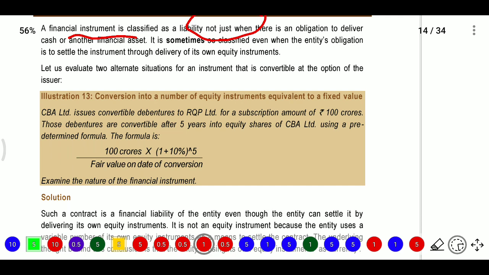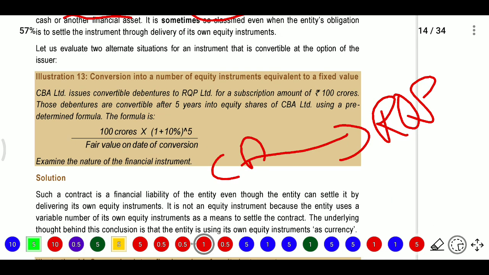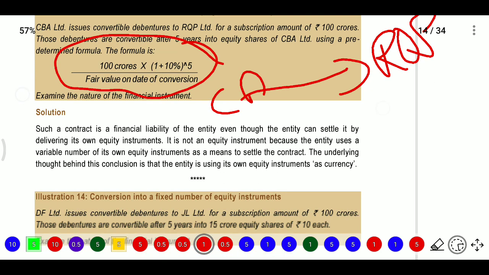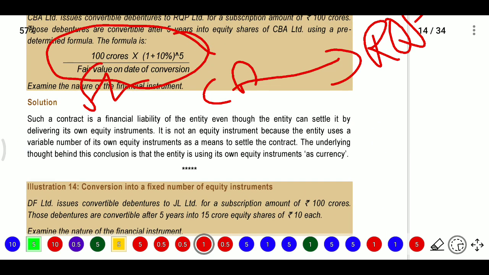Here one company, C Cap Limited, has issued convertible debentures to RXKP for a subscription amount of 200 crores. These debentures are convertible after 5 years into equity shares of CBA Limited using a predetermined formula. So what is the formula? 100 crores into 1 plus 10% to the power of 5, divided by the fair value on the date of conversion. Such a contract is a financial liability. What will it become? It will become a financial liability of the entity.